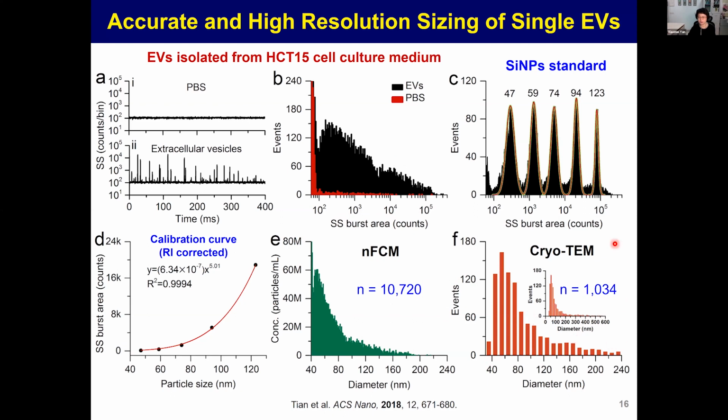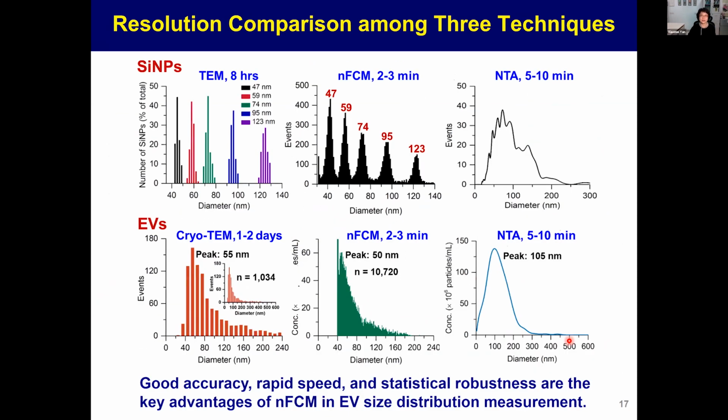It took us more than 2 days. We can see the distribution profile obtained by Nano-FCAM faithfully resembles that of the cryo-TEM. Okay, let's do a resolution comparison among 3 techniques: the TEM, Nano-FCAM, and NTA. So first, for the silicon nanoparticles, the Nano-FCAM can completely resolve the 5 populations of different sizes of silicon nanoparticles, whereas the NTA cannot resolve them.